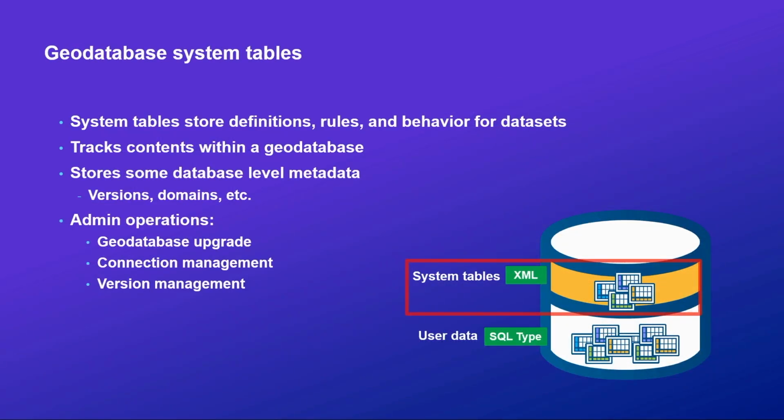When we talk about the geodatabase, we really talk about two distinct sets of tables. First is the geodatabase system or repository tables, which is metadata in the geodatabase that stores information about the contents of your data. It also stores information that is maintained at the workspace level so that it can be applied to multiple data sets, for example, versions and domains. The administrative operations on the repository tables include upgrading, managing connections to the geodatabase, and managing versions.